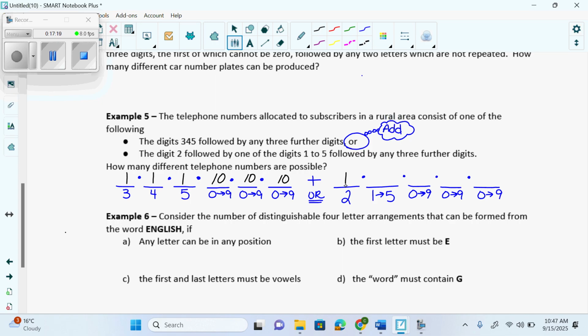1 to 5, which is 5. 0 to 9 is 10. So this one, first one is 1,000, plus this one is 5,000. So it equals 6,000.